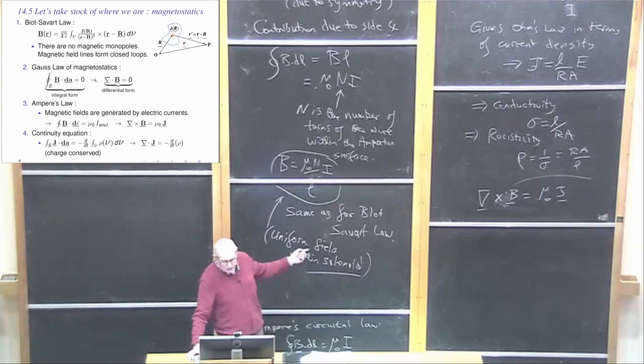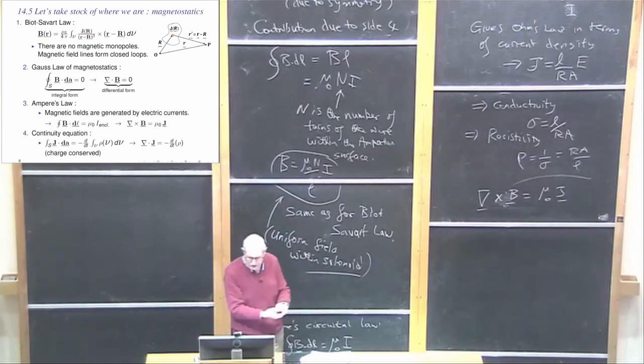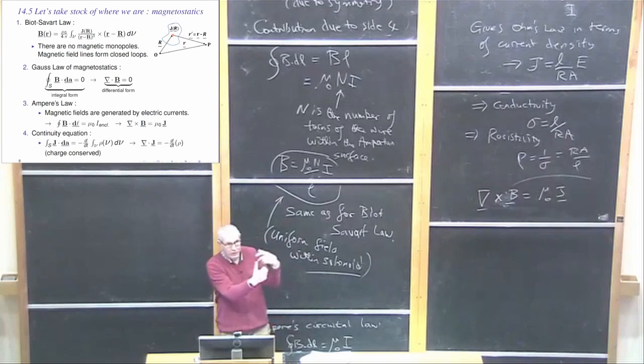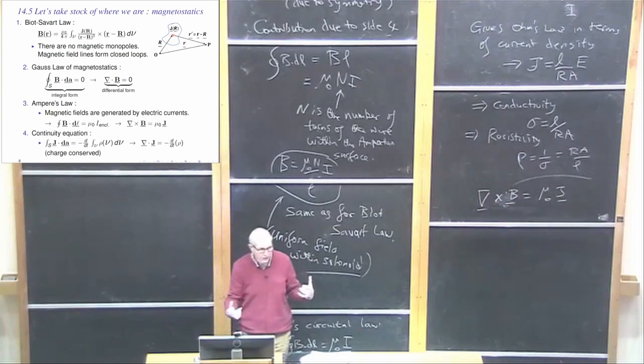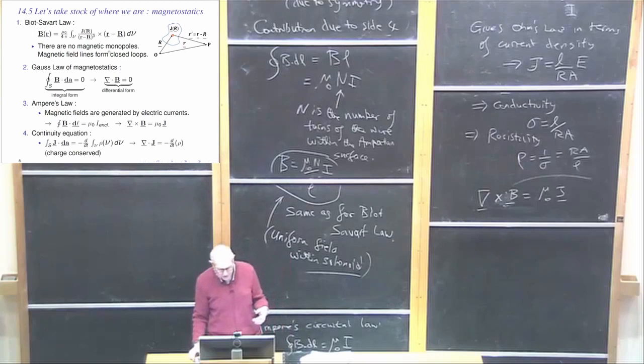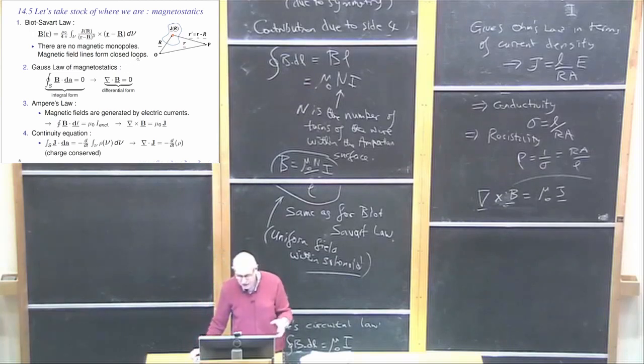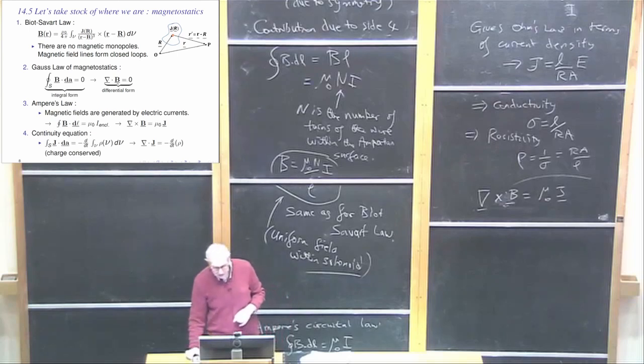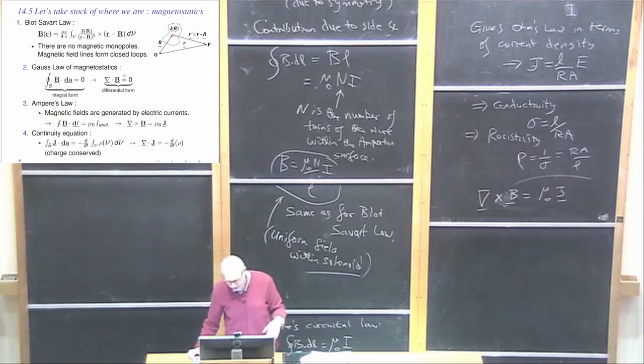Right, and the Gauss law of magnetostatics: the field lines only form closed loops. So for the integral over any surface about a volume, as many field lines come in as go out. That's just a statement that there are no monopoles. And in differential form, you get that, which is one of Maxwell's equations.